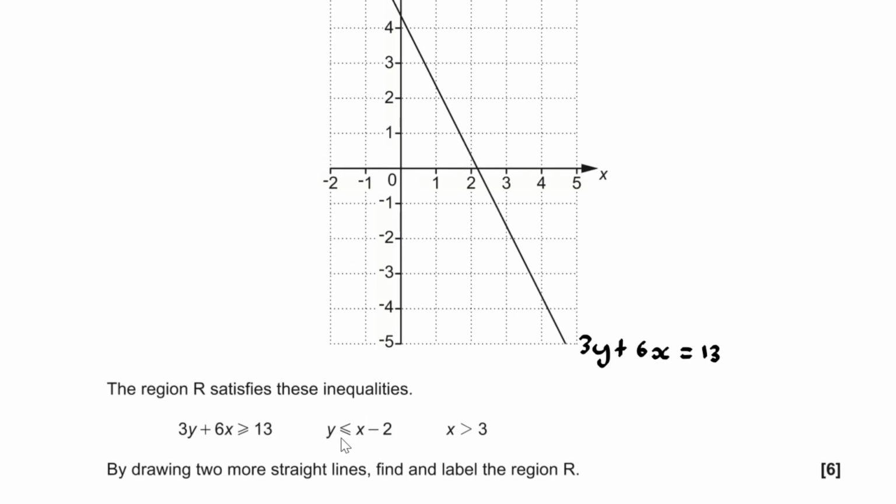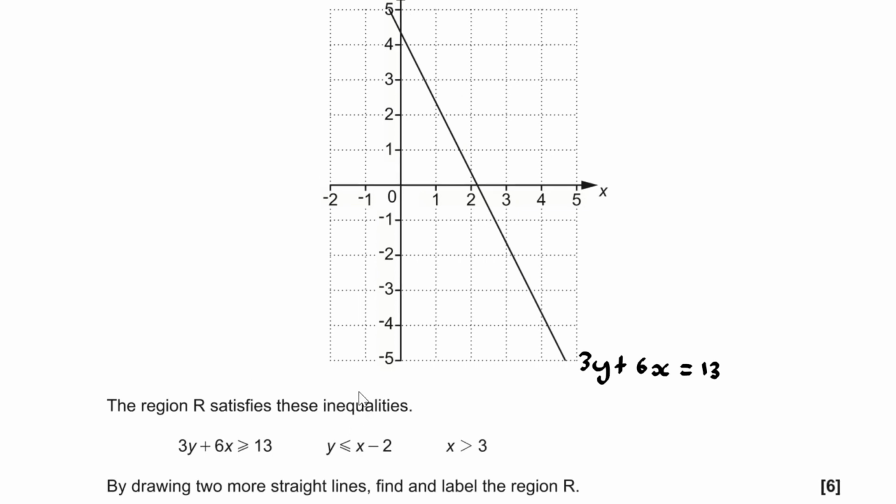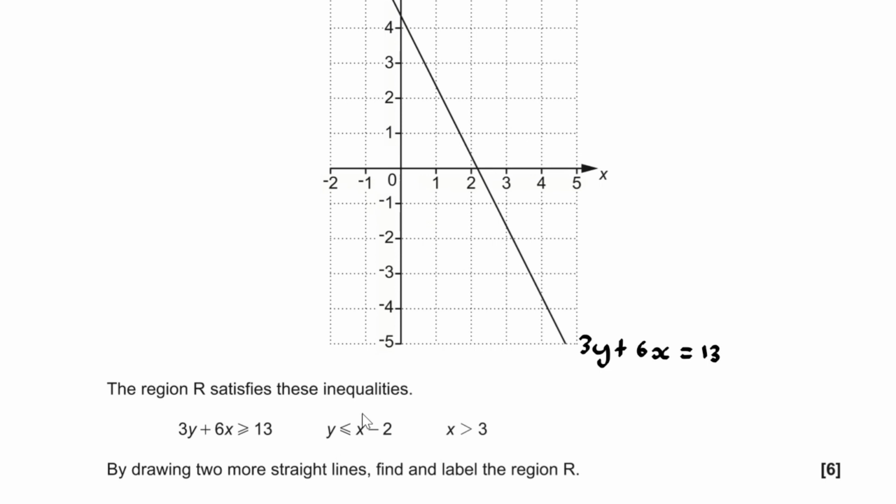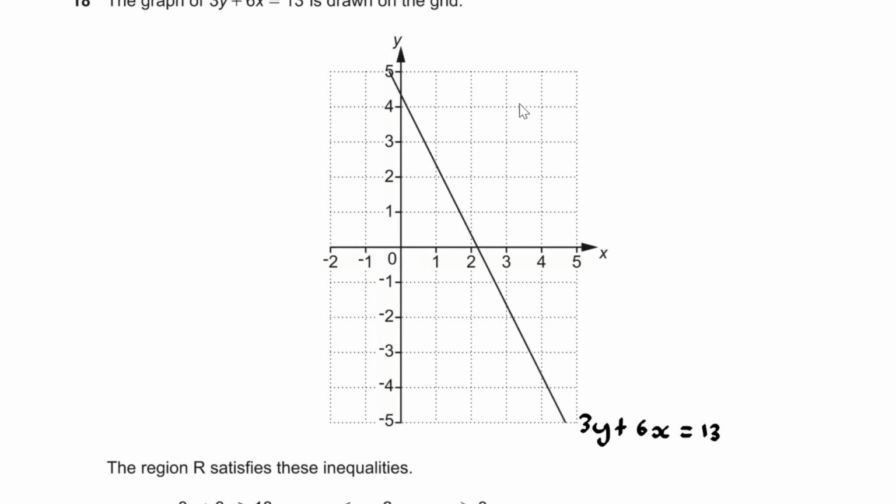Well, first of all, we've got a weak inequality symbol, so we need to use a straight line which is not dashed. We've got another weak inequality symbol here, so again we need to use a straight line which is not dashed. So if I draw the line of y equals x minus 2, we have the line looking like this. When x is 0, y is minus 2, and when y is 0, x is 2.